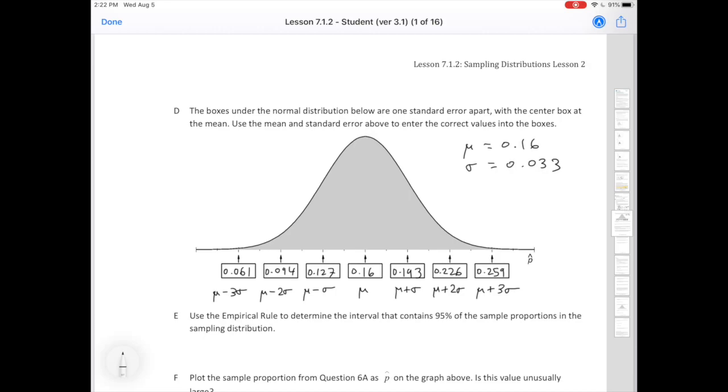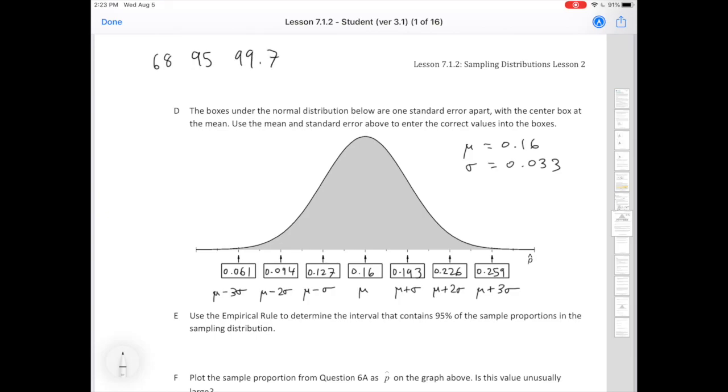The next part, we're going to have to remember something from Math 21A. It says use the empirical rule to determine the interval that contains 95% of the sample proportions in the sampling distribution. Okay, so I want to remind you guys of the empirical rule. The empirical rule says that we have 68, 95, and 99.7.